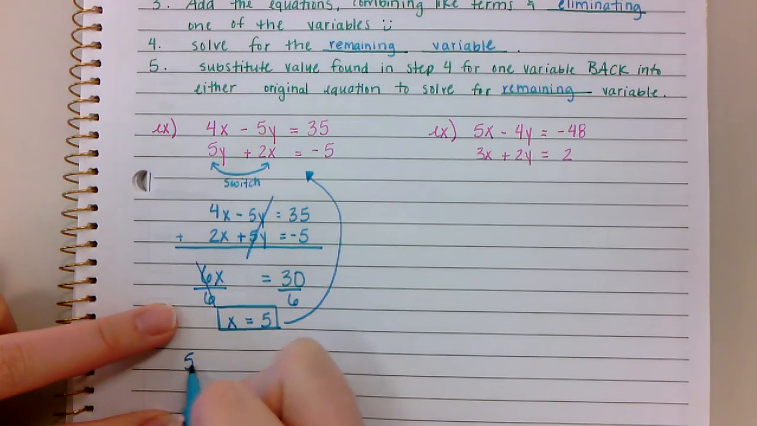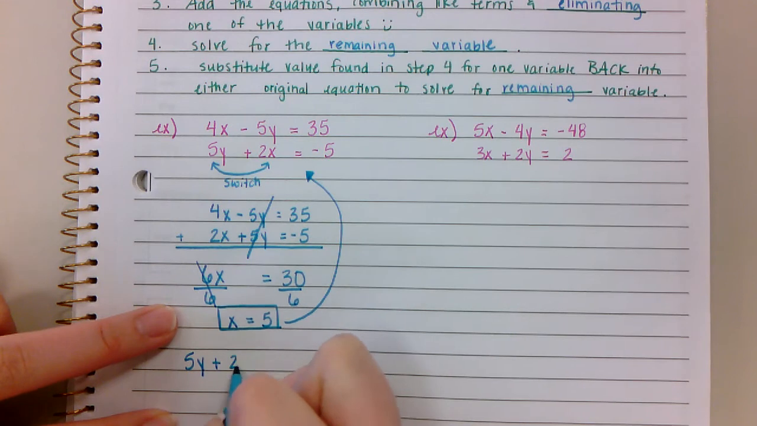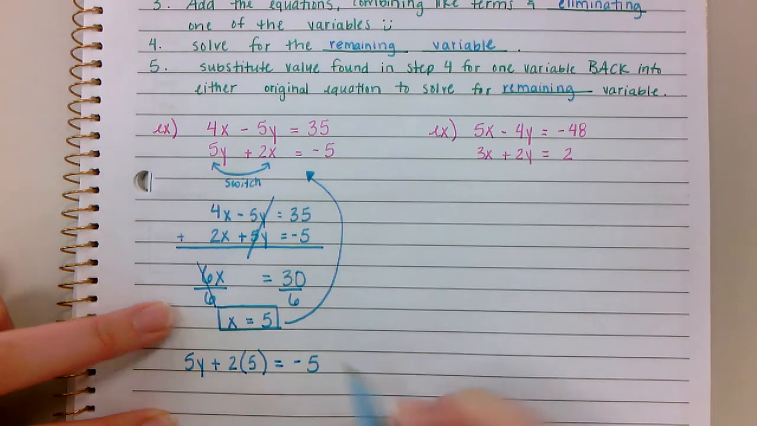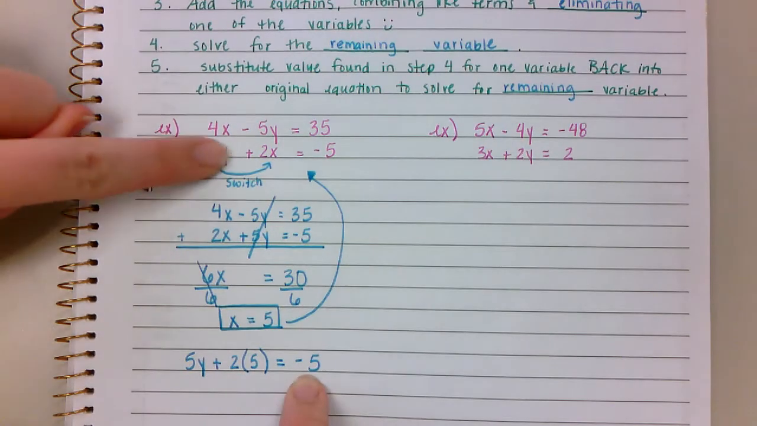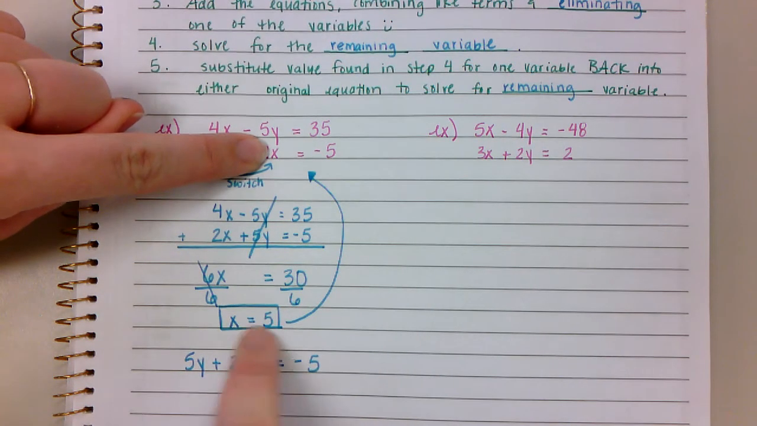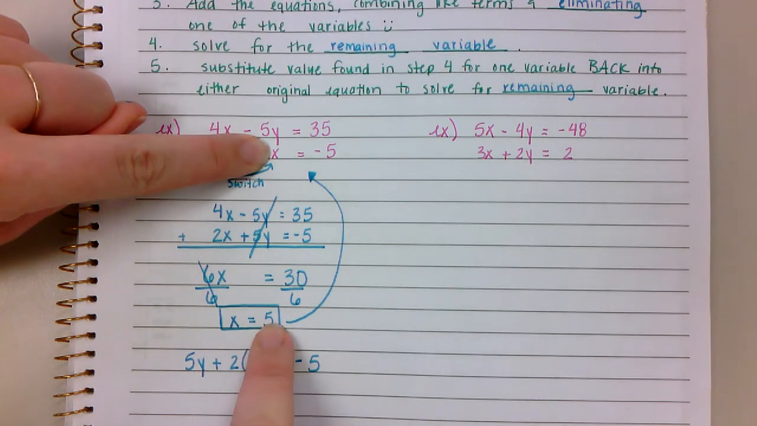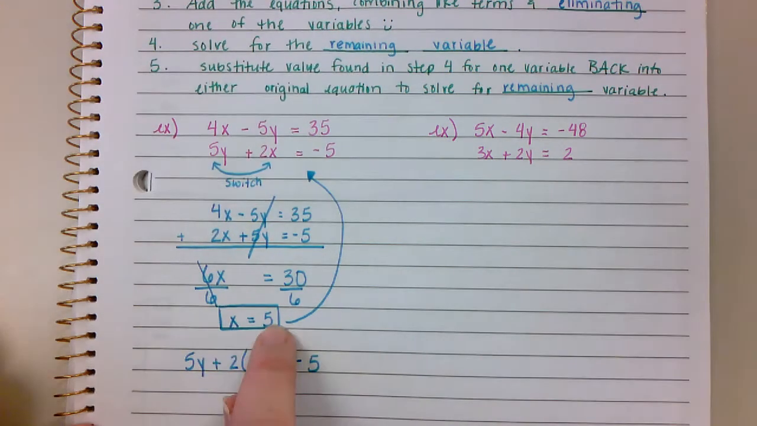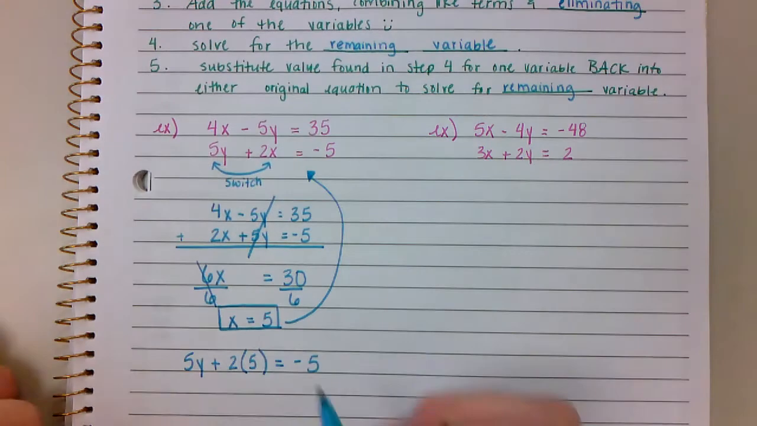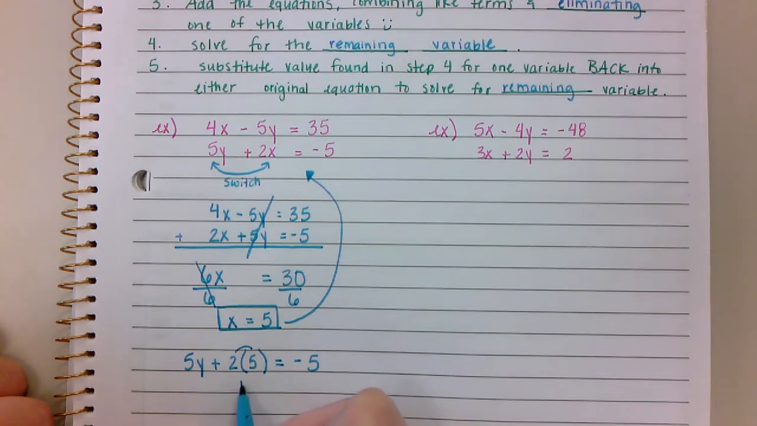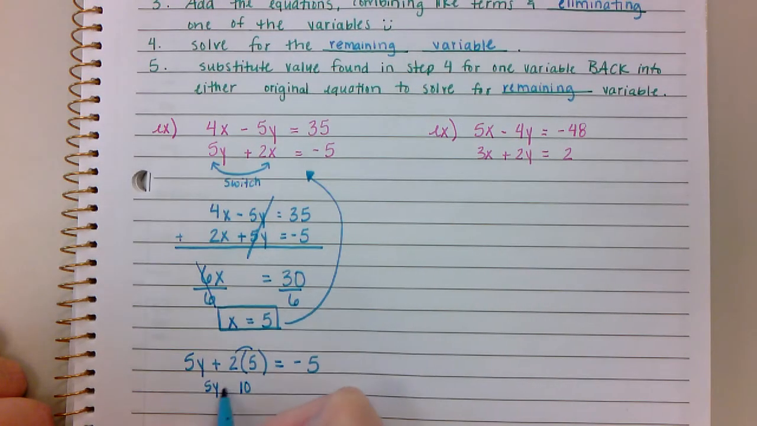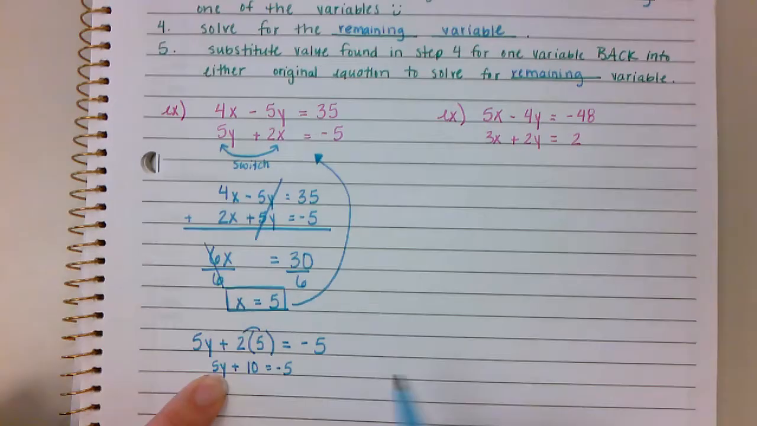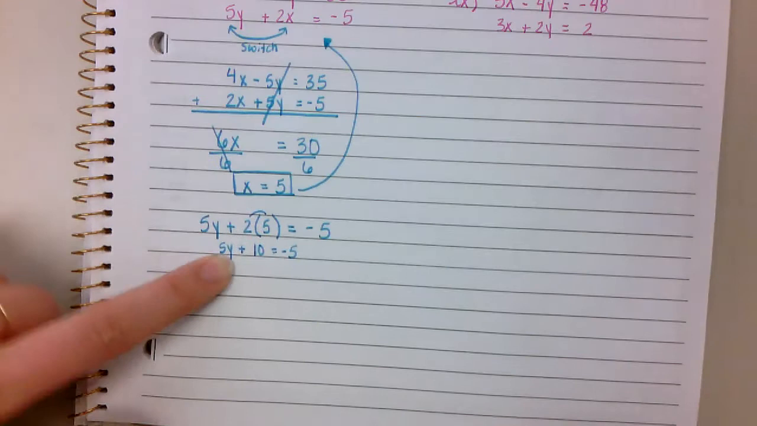So now we have 5y plus 2x equals negative 5. So this is this equation, but where the x is, I plugged in 5 because I now know what x is. Those letters are only there because we don't know what they are. But the minute you know what it is, you need to plug it in. So I'm going to multiply 2 times 5, and that gives me 10. Bring everything else down. And now I'm solving for y. I'm solving for the only letter that I have left.